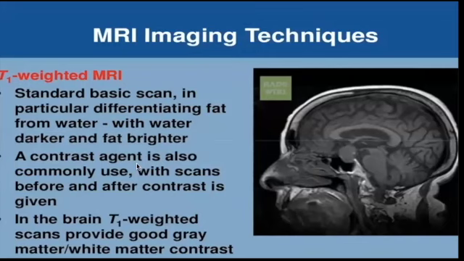A contrast agent is also commonly used with the T1, with scans before and after contrast is given. In the brain, a T1 weighted scan provides good gray matter, white matter contrast, meaning that we're very capable of visualizing the gray matter versus the white matter. And I think you can easily do that looking at this image, okay? Now let's proceed from here.